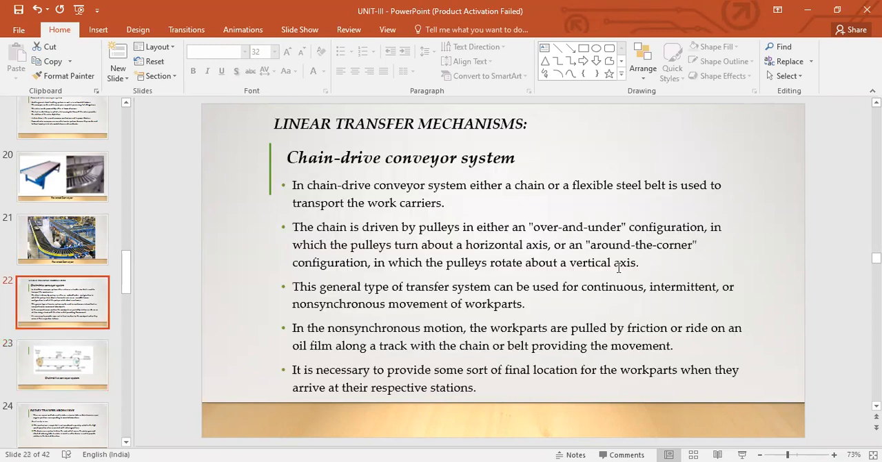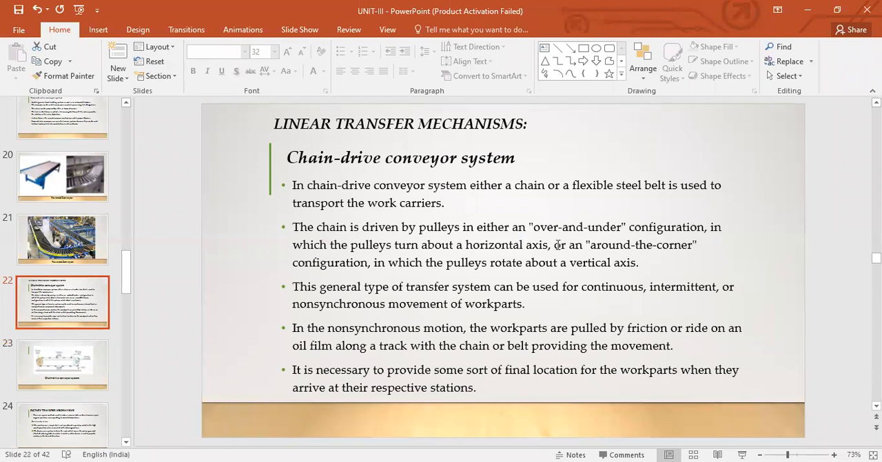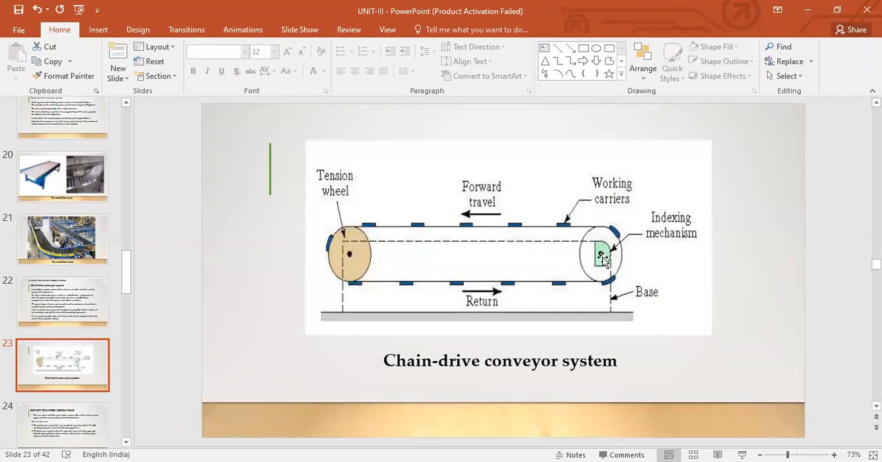So that's why we call it over and under configuration. While it is moving like this, there are no work parts on these work carriers. So over and under is this one, wherein the pulleys turn about a horizontal axis. You see this axis is actually perpendicular to our screen, normal to our screen. If the pulley rotates about that axis, which is perpendicular to our screen, then you get this over and under configuration.